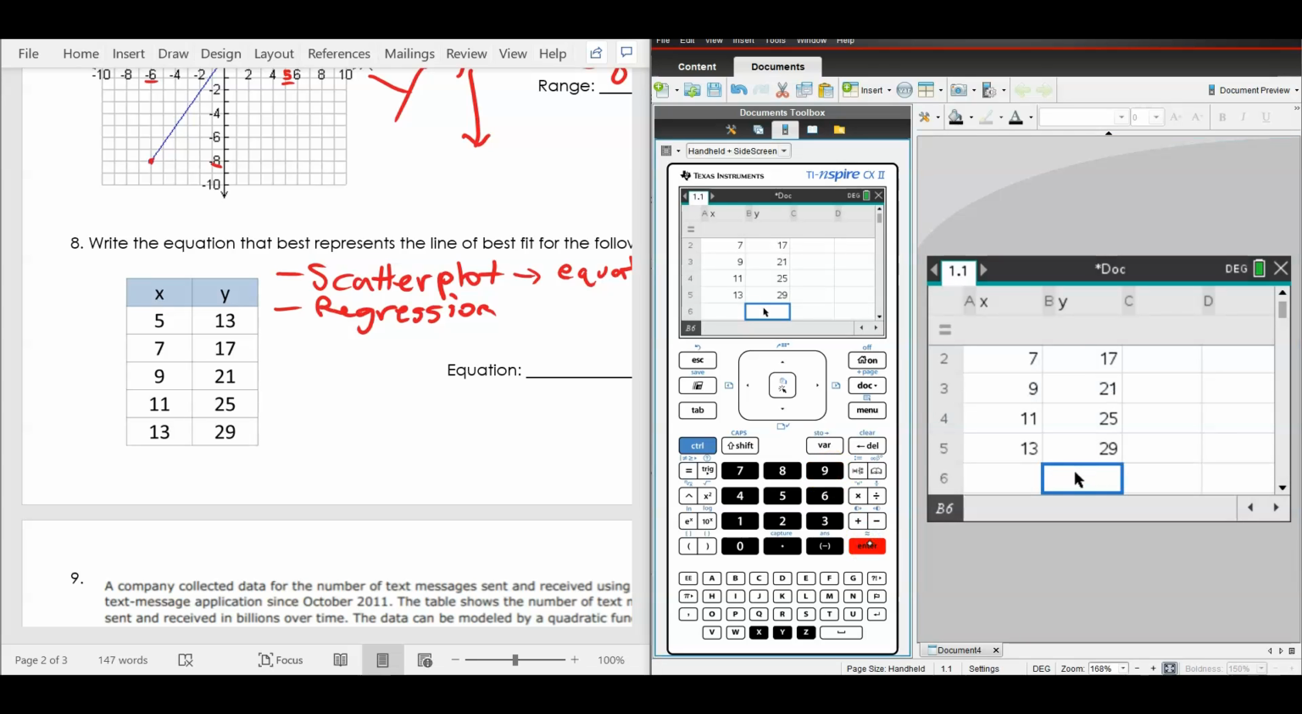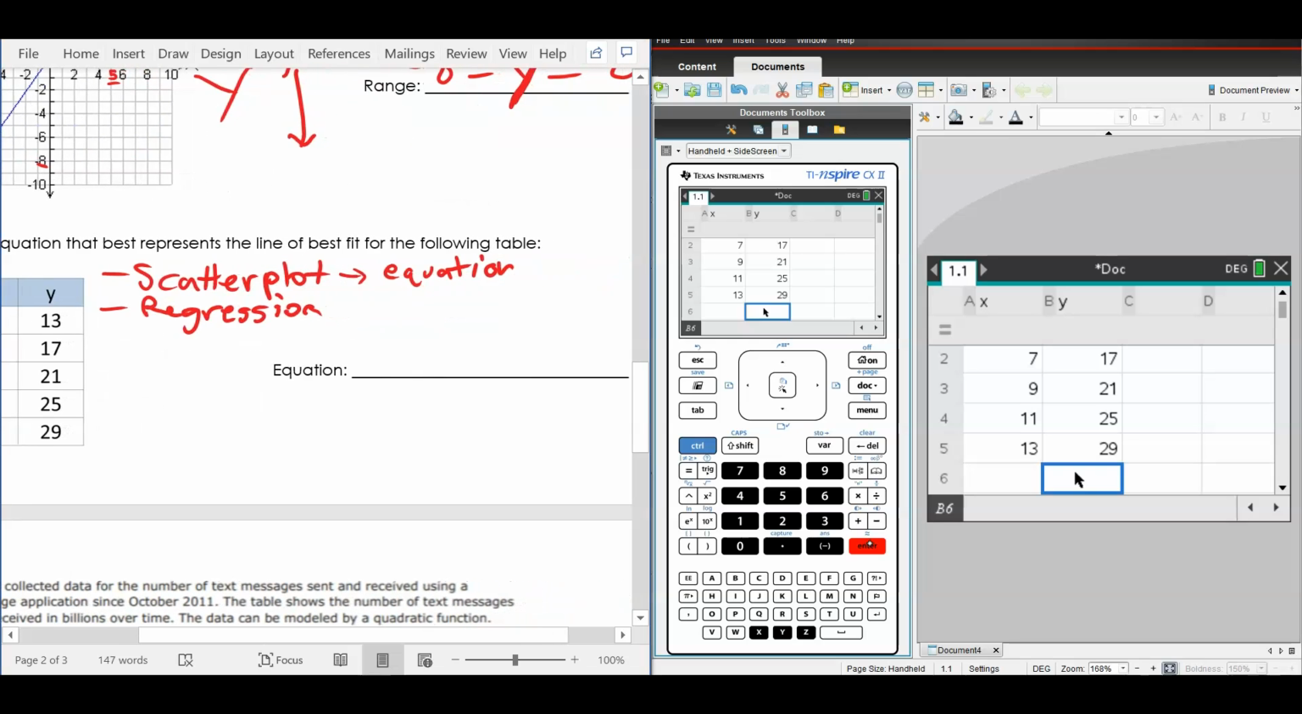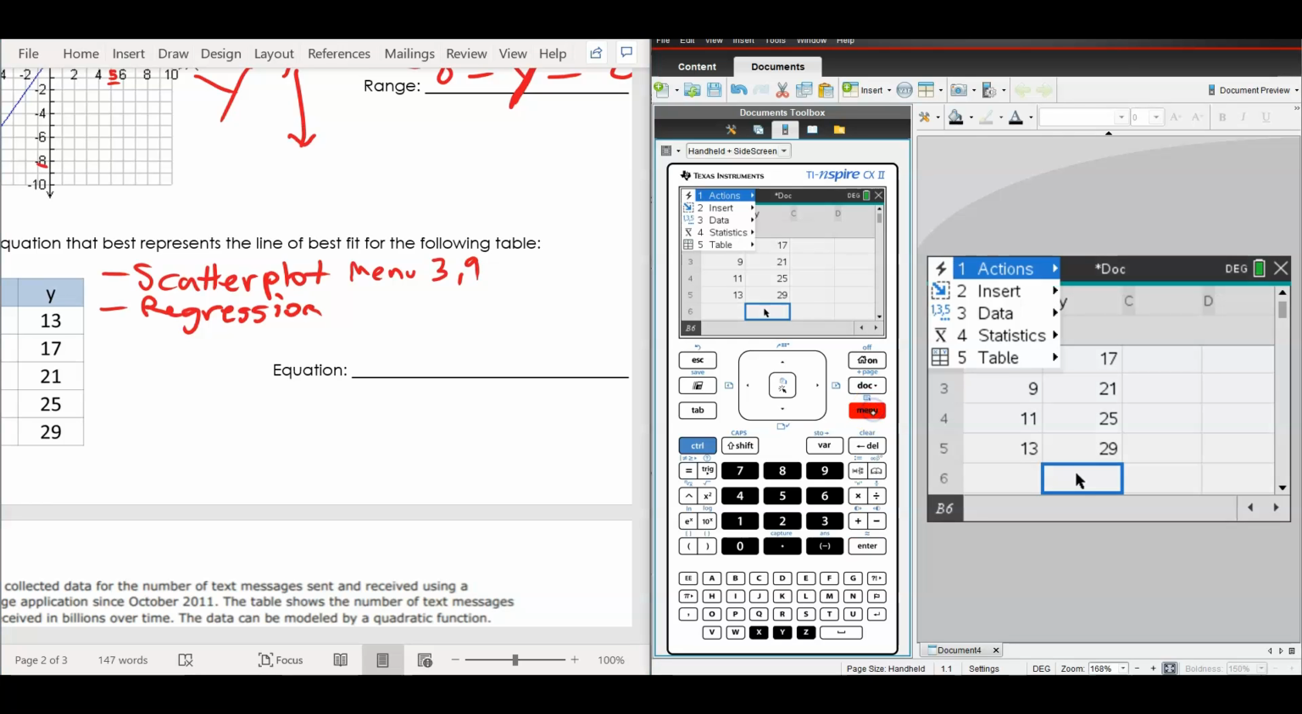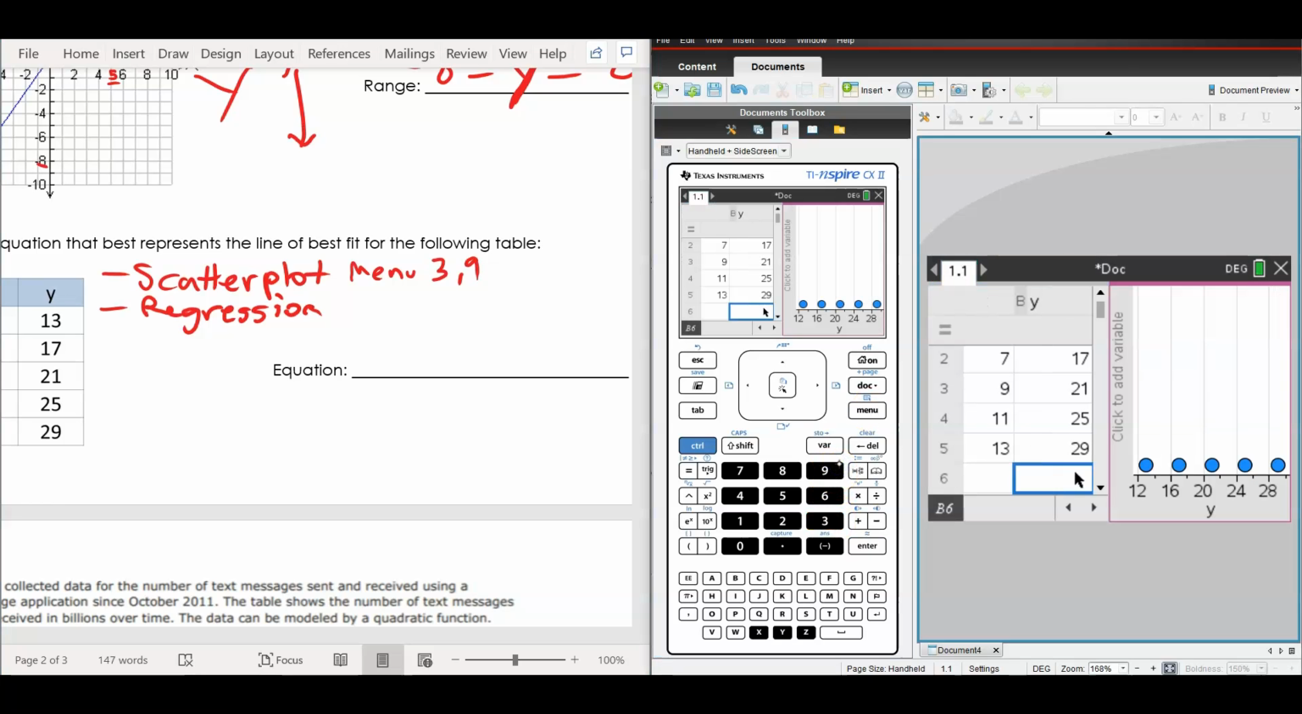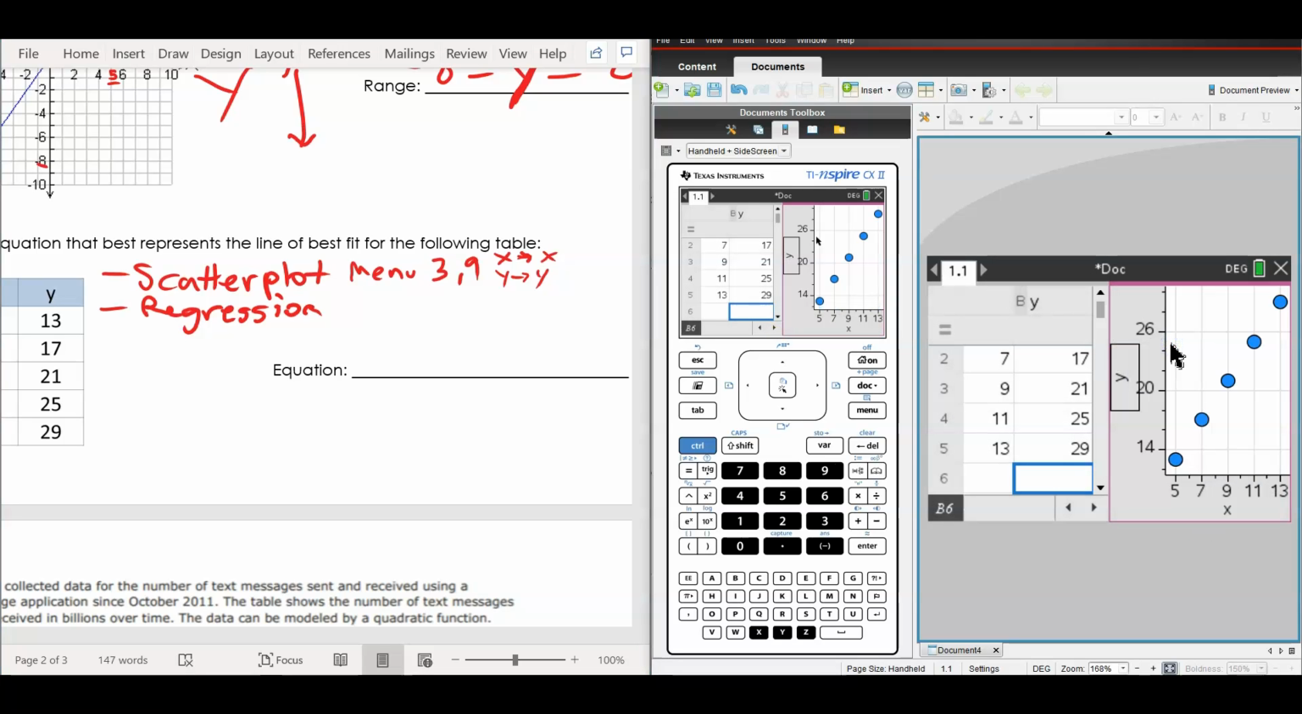Cool. Once I get this, remember for scatterplot, it's menu 3.9. So menu 3.9. Remember, X has to be X and Y has to be Y. X at the bottom, Y on the side. Now, what does that look like?